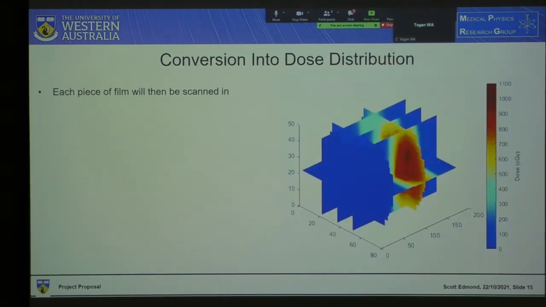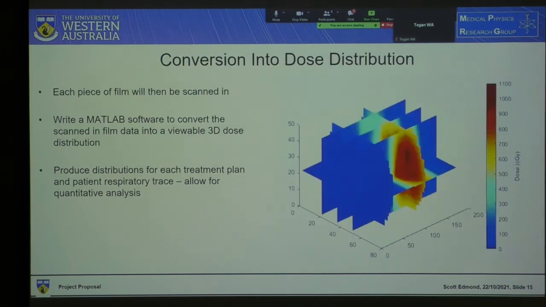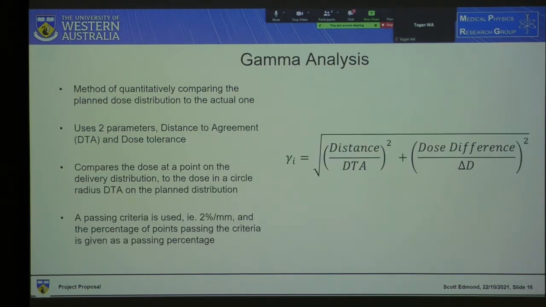So once we have the film for all of these treatment plans, we can scan it in, and then a MATLAB code can be written that converts it into this sort of 3D dose distribution you see here. And then, after we've got distributions for every single one of these plans, we can carry out a quantitative analysis. And that's known as a gamma analysis.